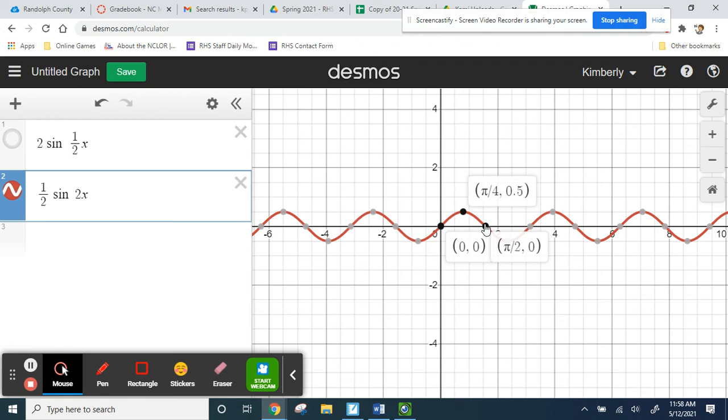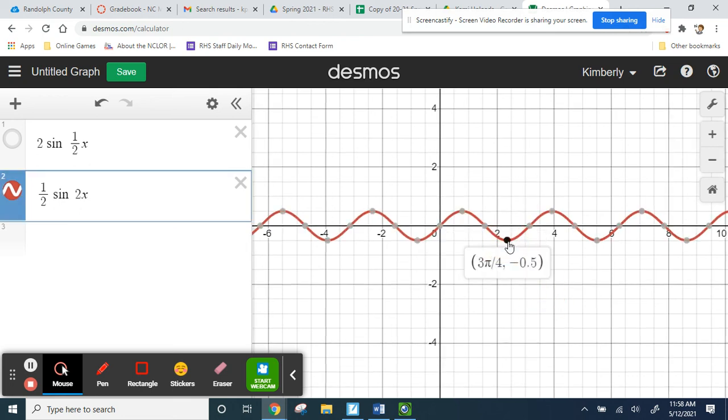So I'll take you back and show you my graph in just a minute. And then down here, 3 pi over 4 is at -1/2. Sorry, I marked it in the wrong place here. I'm trying to fix it. -1/2. And then to go back to 0, we are at pi. So at pi, we're back at 0.